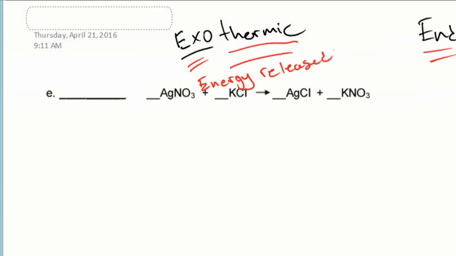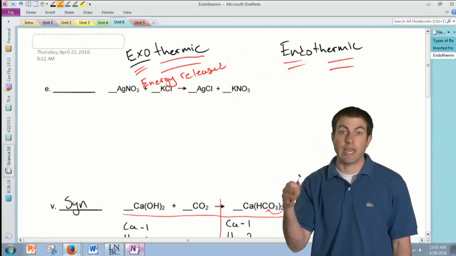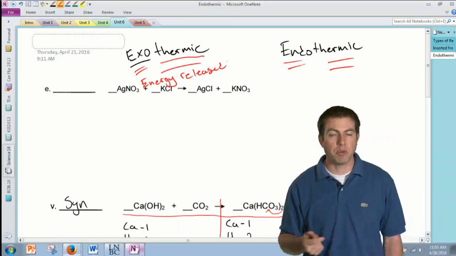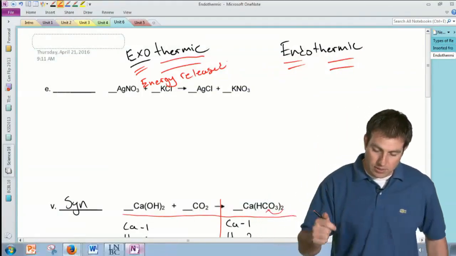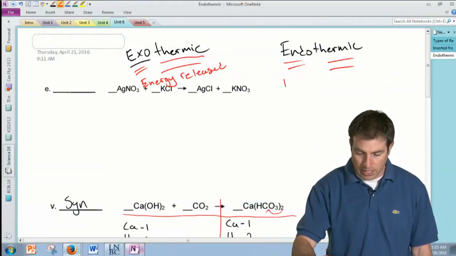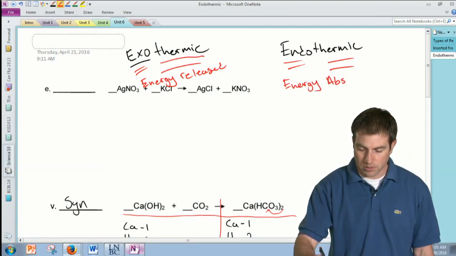Exo, outside, thermic, temperature, energy. Really, temperature is just a measure of the energy of particles. So exothermic means energy is released. If I had something that is endothermic, that means energy is absorbed.